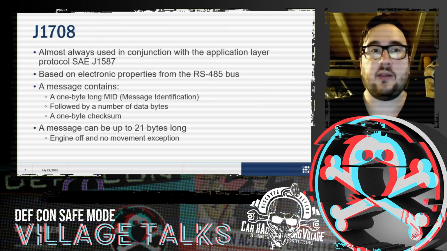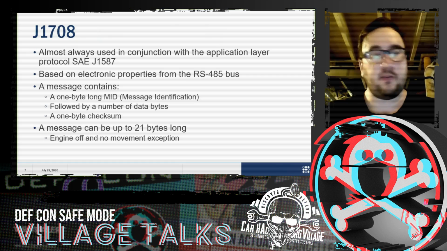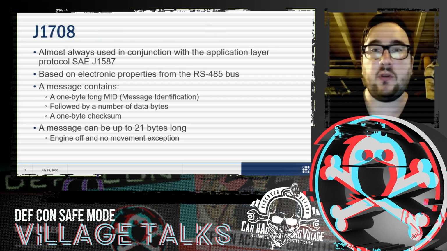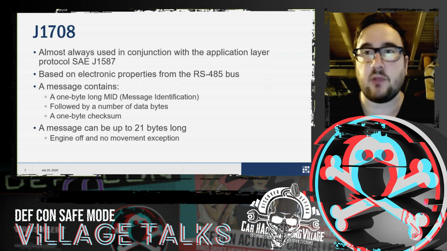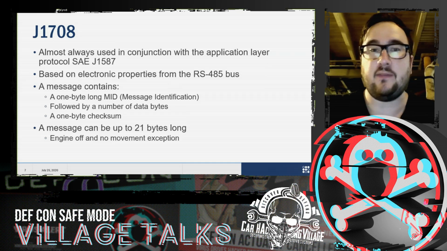So J1708 is almost always used in conjunction with the application layer protocol, J1587. It's based on an RS-485 bus. We can have a max of 20 nodes on a vehicle, and it runs at 9600 baud. A message contains a one byte long MID, a message identifier, followed by some data related to that MID, and a 1 byte checksum. The message can be up to 21 bytes long. However, if the vehicle is stopped and no movement is detected, the messages can be longer if required.